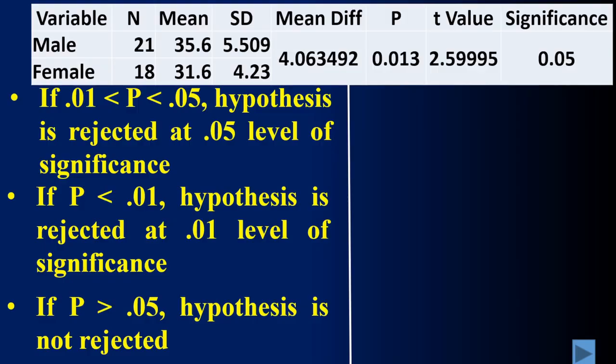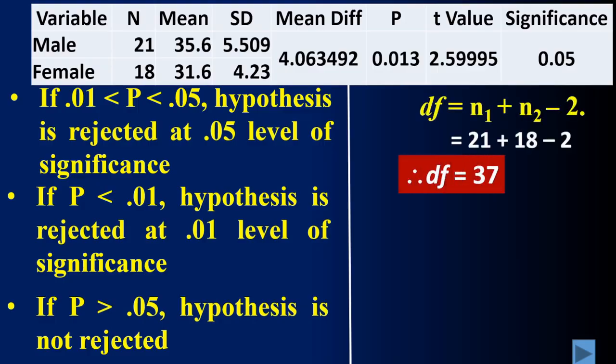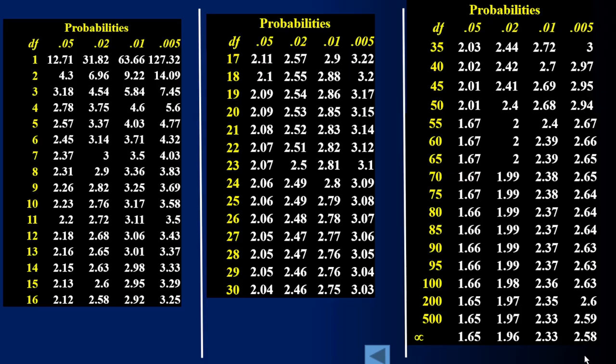Now, we will see how hypothesis is checked on the basis of t value. T value we have already calculated 2.59995, we can say it is 2.6, and if t value is there, then we have to find df, that we have already found, it is 37. If t value and df are there, then we have to refer t table, and in t table, in the column of df we have to locate our df is 37. Here t table is divided in 3 parts. In first part, under df 37 is not there. In second part also under df 37 is not there. In third part under df 35 and 40 are there, but 37 is not there.